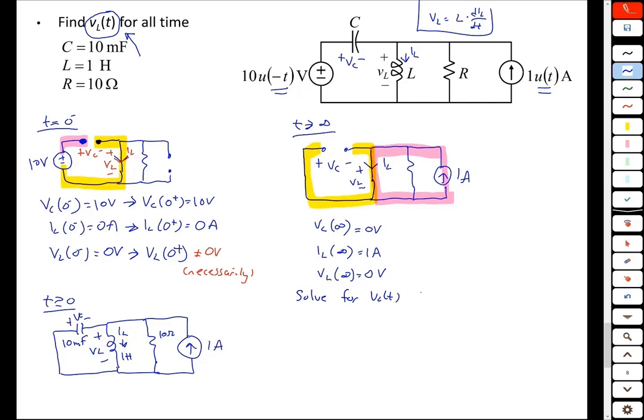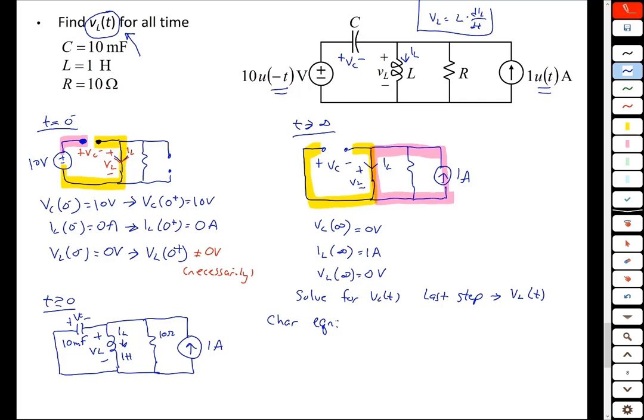And then in the last step, I'm going to convert that to VL. Alternately, I could have solved for IL of t and in the last step converted IL of t to VL of t. It really doesn't matter, but in this case I'm going to solve for VC first. So the next step is we want to come up with the characteristic equation. Once we have the characteristic equation, we can determine the roots and determine the form of the solution.